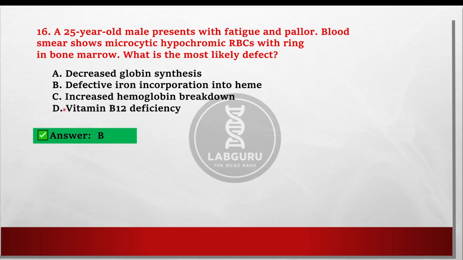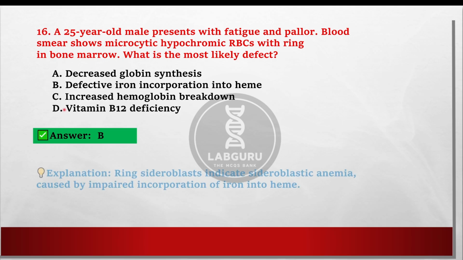So the right answer is option B, that is defective iron incorporation into heme. Why does it happen? The rings that are showing in the bone marrow are sideroblasts. Sideroblast means there is an accumulation of iron in the red cells. So it indicates sideroblastic anemia caused by impaired incorporation of iron into heme.